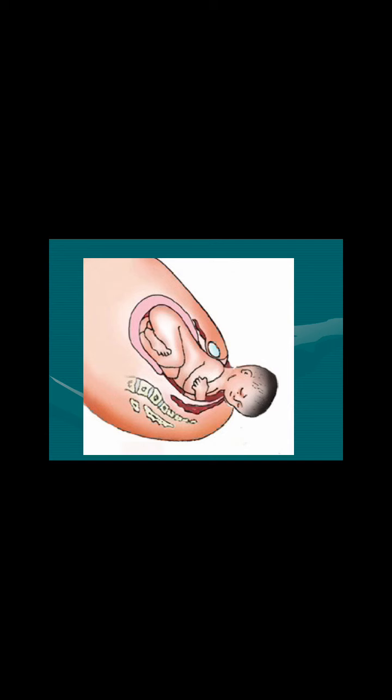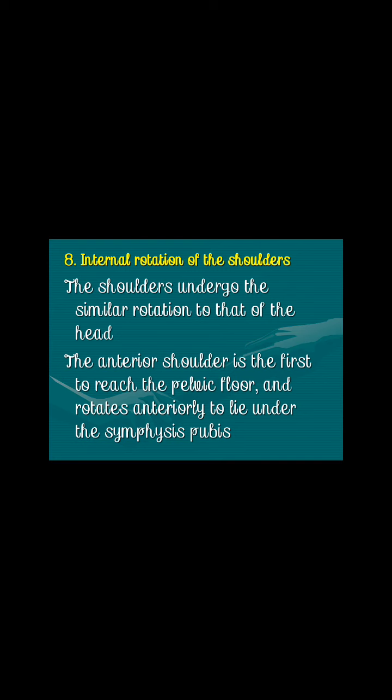as you can see in the picture. The baby has been born as we were seeing. Now it rotates to the right. As it rotates, it helps that shoulder you see at the symphysis pubis, called the anterior shoulder, also to rotate from transverse diameter to anteroposterior, so that it can be born. Internal rotation of the shoulder: the shoulder undergoes the same rotation as the head. The anterior shoulder is the first to reach the pelvic floor and rotate anteriorly to lie under the symphysis pubis.